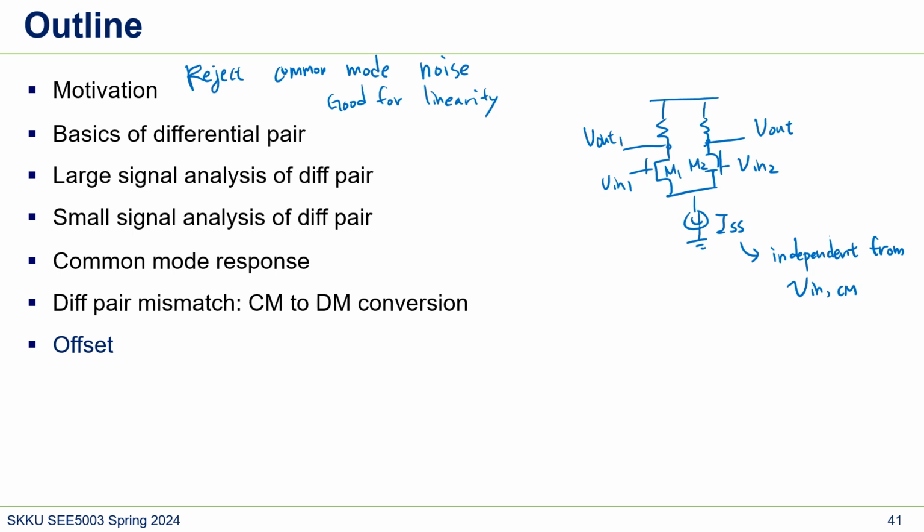And then we did some equation analysis of these two, and our differential gain AV differential mode is minus GM RD. We also saw the common mode response, what would happen if we change the common mode of this input. If you have mismatch, then that common mode variation will translate to differential variation, which is not good. And we also briefly learned about offset.